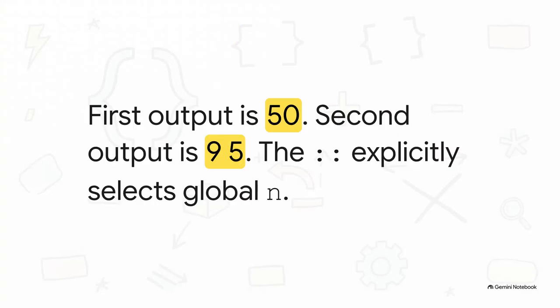All right, let's see how you did. The answer to the first one is 50. Why? Because r is just an alias for a, so modifying the reference permanently changes the original variable. Simple as that. For the second one, the output is 9 followed by 5. Printing plain n gives you the local variable, which is 9. Then, using that scope resolution operator explicitly bypasses the local scope to grab the global variable, giving you the 5.